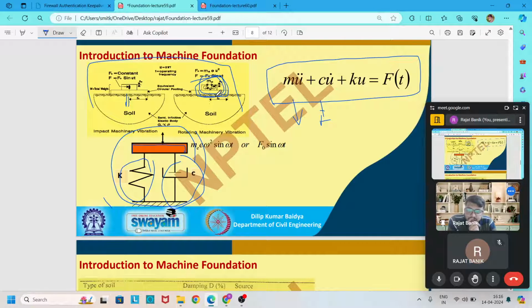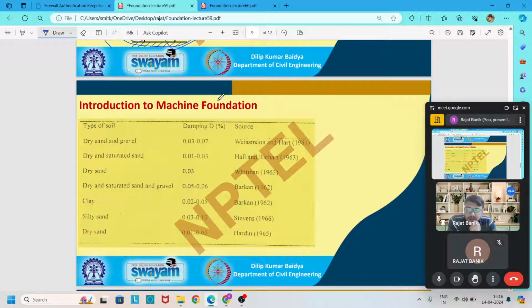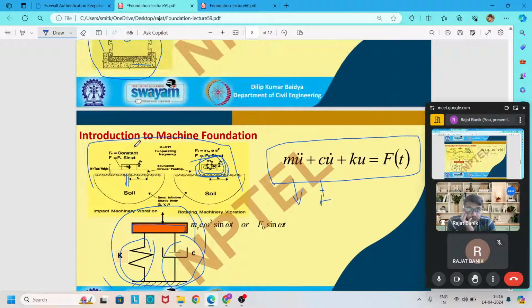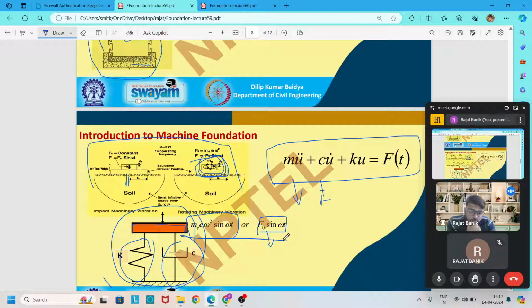We also discussed this. Then there is one table for defining types of soil and the damping ratio. Before going to this, it is given that two types of loading are used. One is constant force loading, which is time dependent. The other is rotating mass loading, which is frequency dependent. So for these two types of loading, we also find two different responses of the foundation.